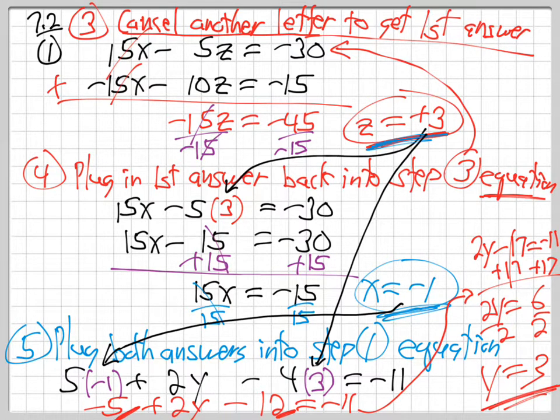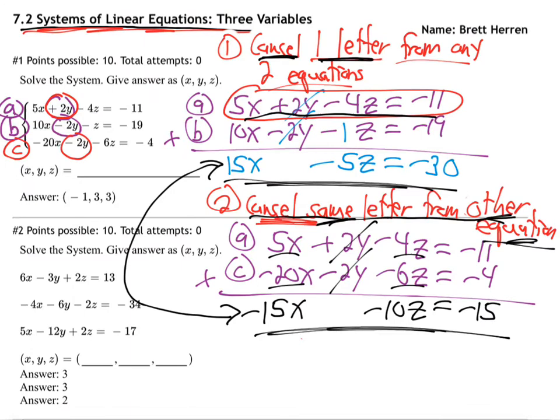We got our three answers. X is negative 1, y is 3, z is 3. And those are the answers. X, y, z. So negative 1, 3, 3. That's how they want you to give the answer. Negative 1, comma 3, comma 3. Three numbers in parentheses with commas in between them. Let me write that a little better. Negative 1, 3, 3. There we go. That's how we solve three equations with three letters.